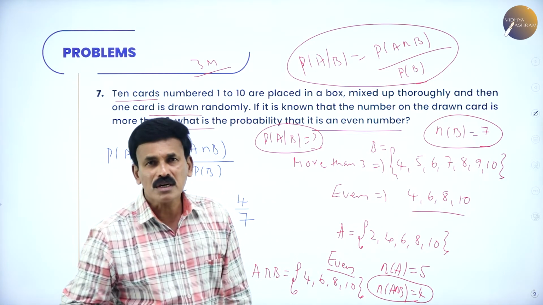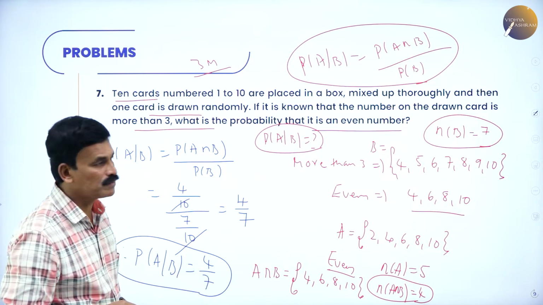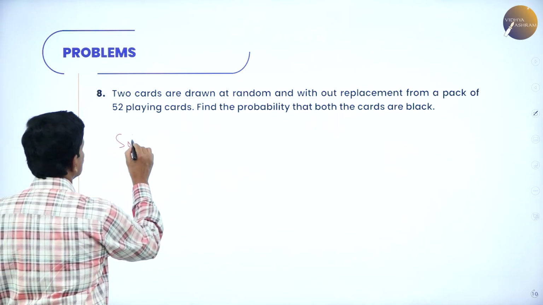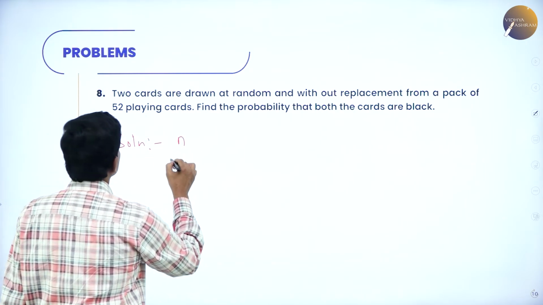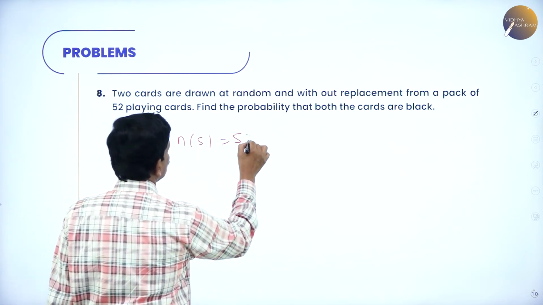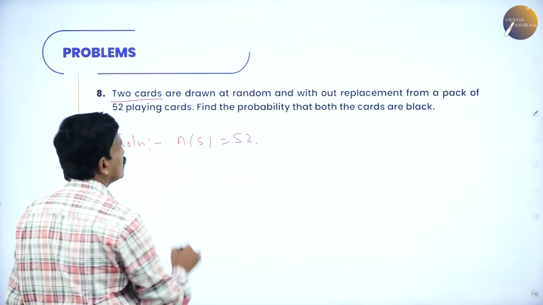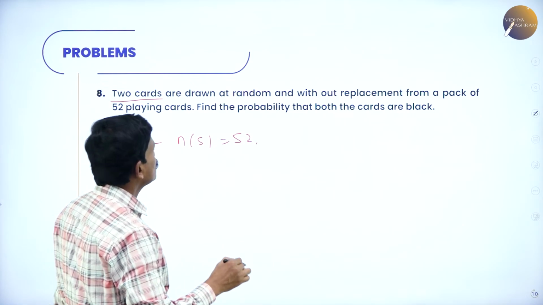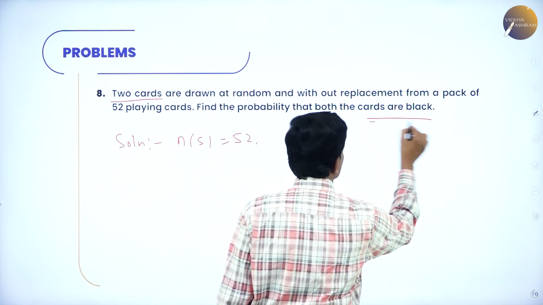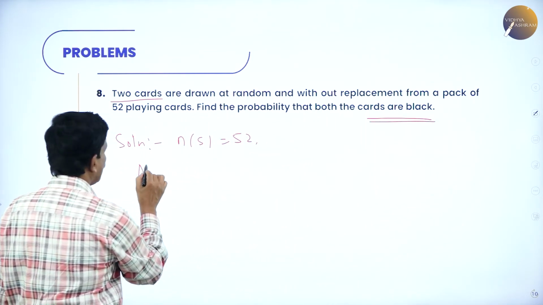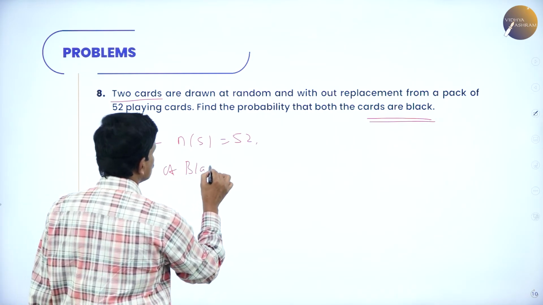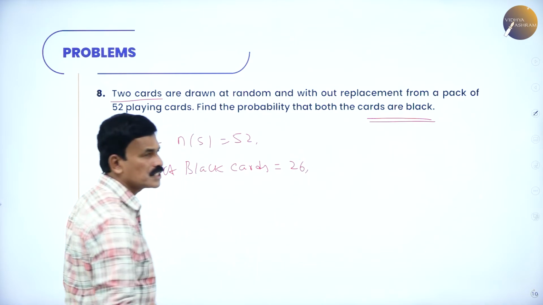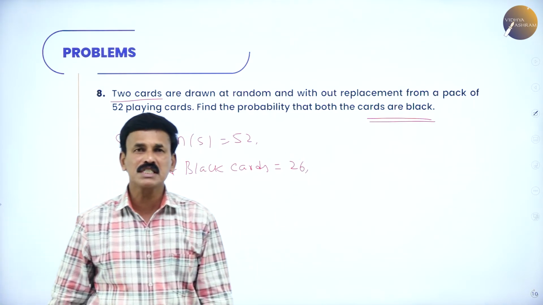Okay. Now, let us come to the next problem statement. In a pack of 52 cards, 2 cards are drawn at random without replacement from the pack of 52 cards. What is the probability that both the cards drawn are black? So, the number of black cards is equal to 26. In a pack, we have 26 black cards.